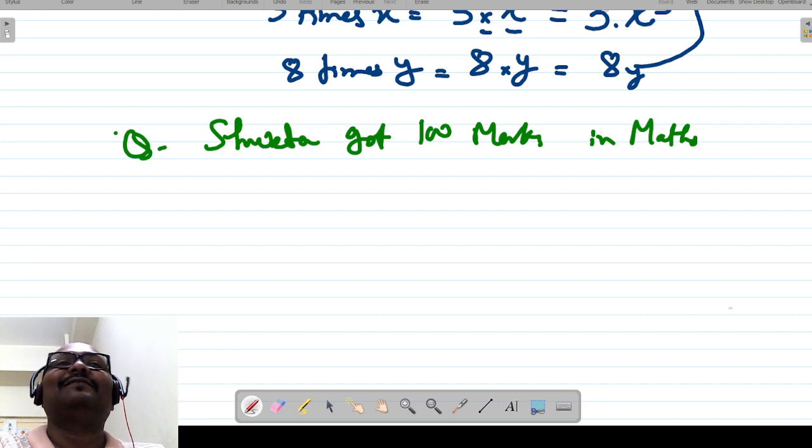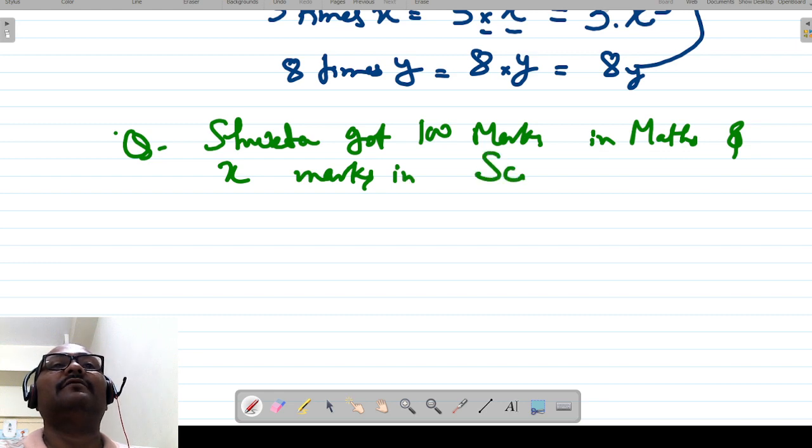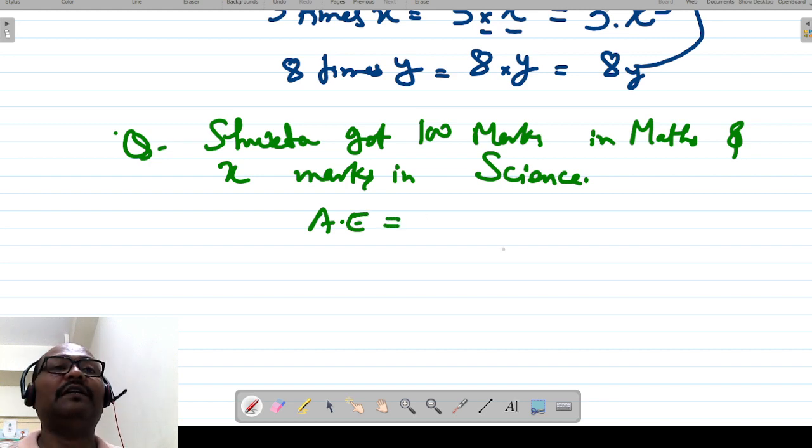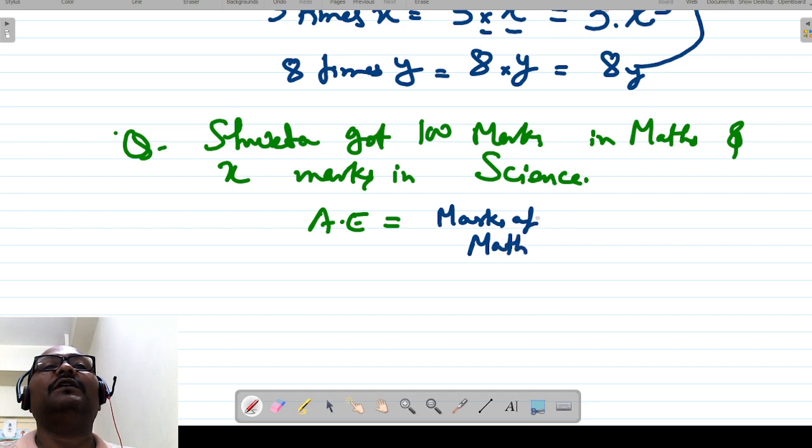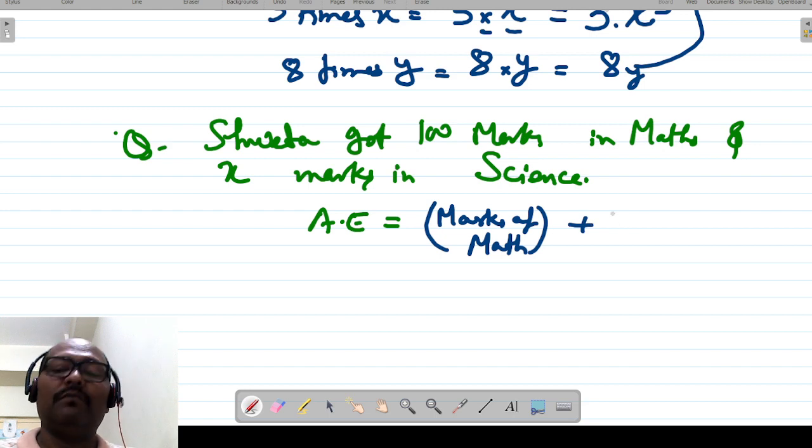All the best. Shweta got 100 marks in maths, and apart from this, she got x marks in science. So what will be the algebraic expression? How can you write it? 100 marks means marks of math, 100, and that will be added with what? Marks of science.